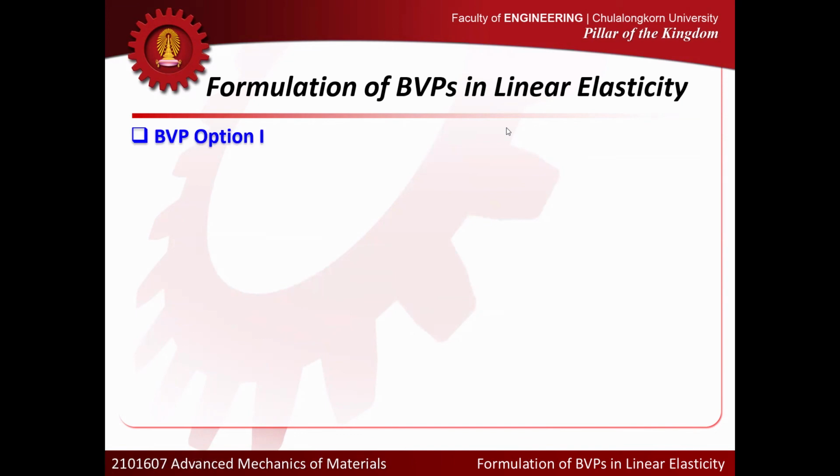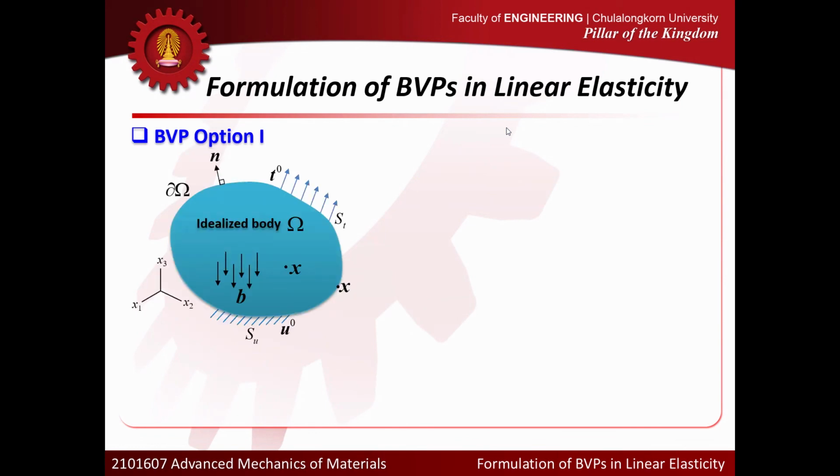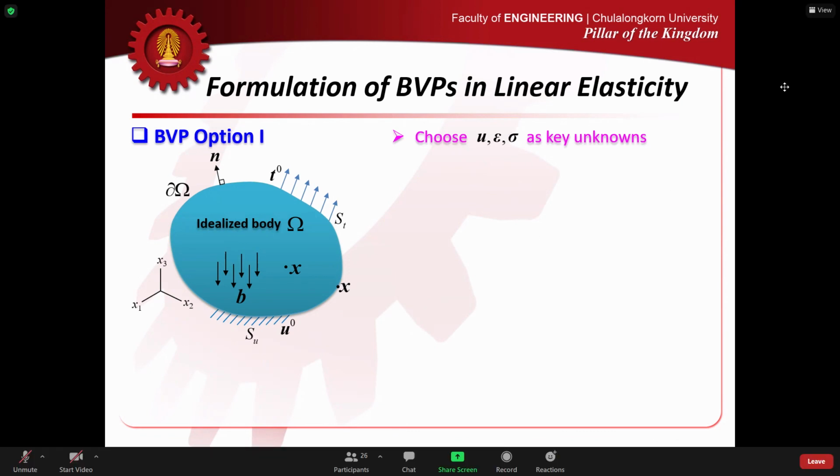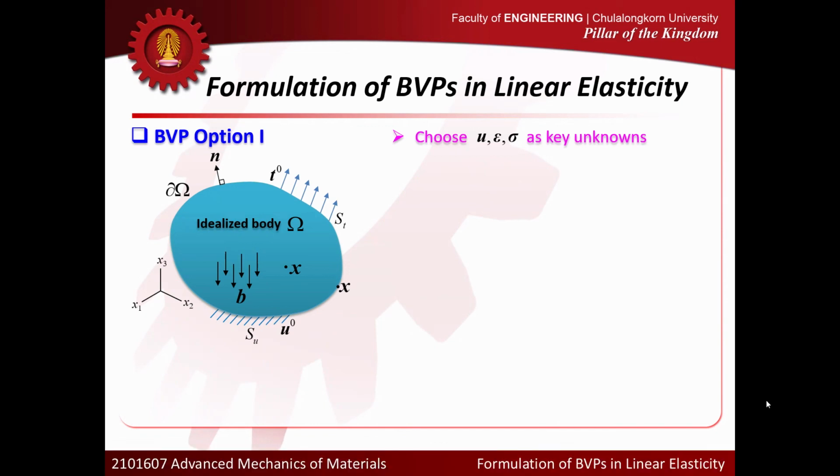Now, I will show you several options for the boundary value problem that you can get, depending on the choice of the primary unknowns. Okay, so let's look at the first case, option one here. Let's take all the unknowns that we have. For the unknown response in solid mechanics that you learned before, you have displacement, you have strain, and you have stress. So basically we have 15 unknowns. Let's say that I take all of them as the primary unknowns, the key unknowns here. Okay, all of them, okay?